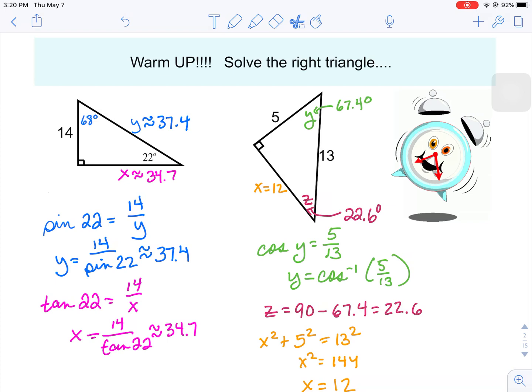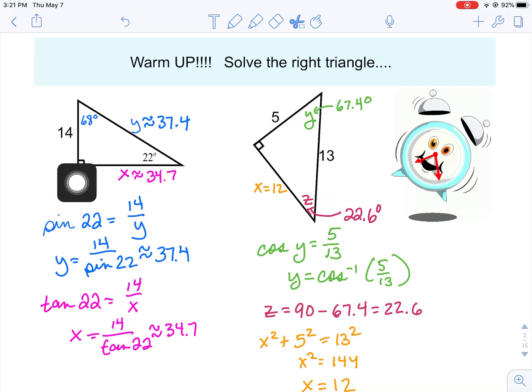All right, so you can see here that in my first triangle, I knew this angle, 22, and I wanted to find y. So 22 degrees is opposite 14, so sine of 22 is the opposite over the hypotenuse, or opposite over y. I multiplied both sides by y and divided both sides by sine of 22 and got 37.4. So that is the length of my hypotenuse.